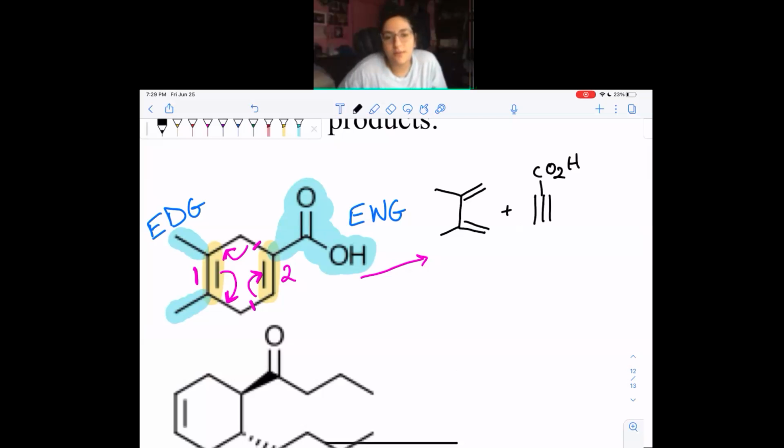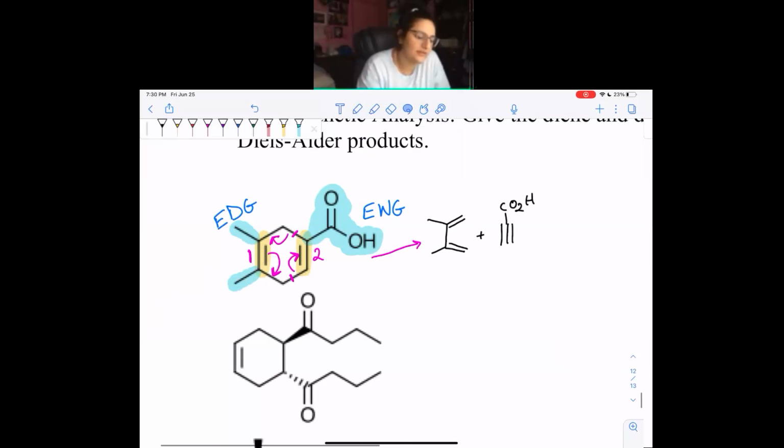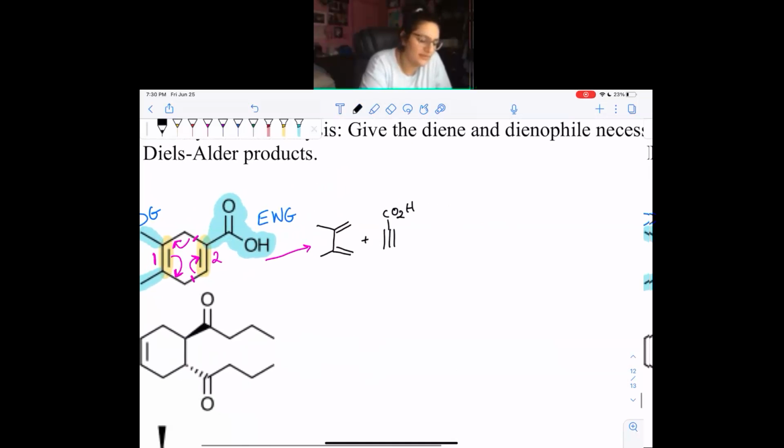The other way that you could do this is you could just look at our ring, and I actually don't want to erase that because I want you guys to be able to see it afterwards, so I'm going to redraw it super quick.